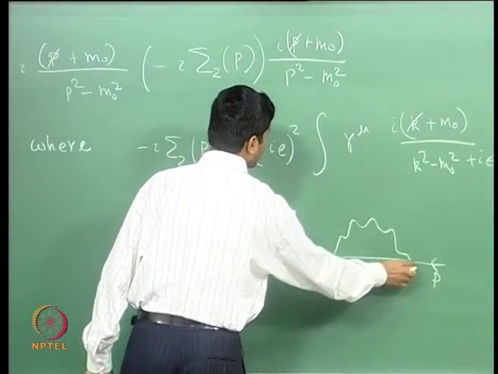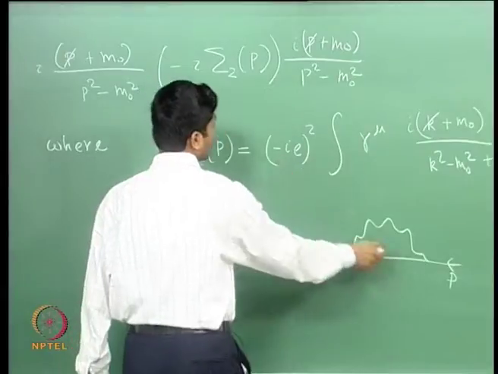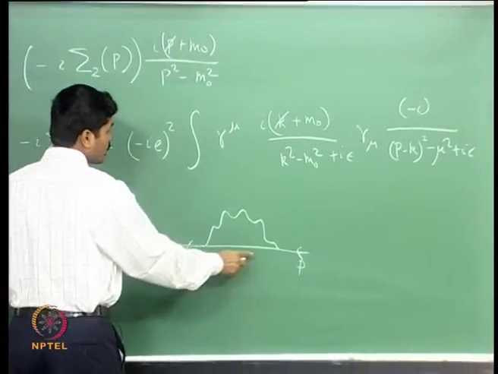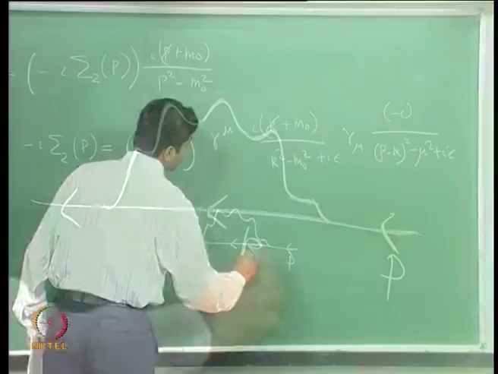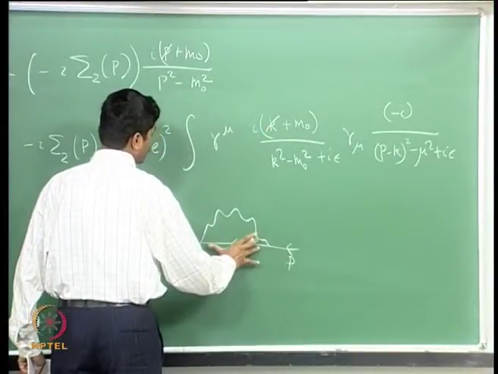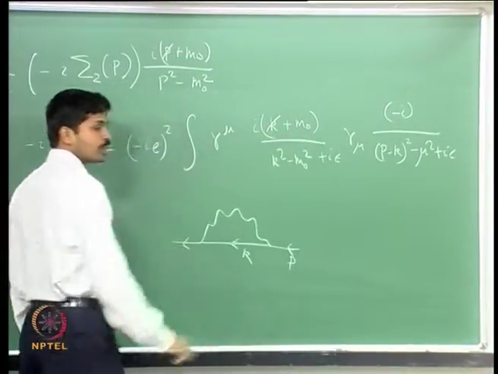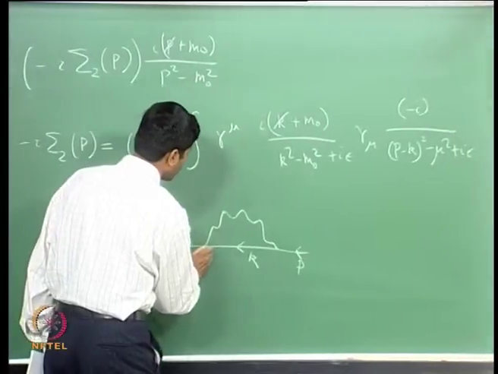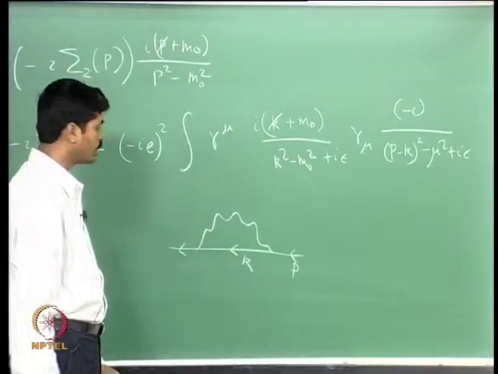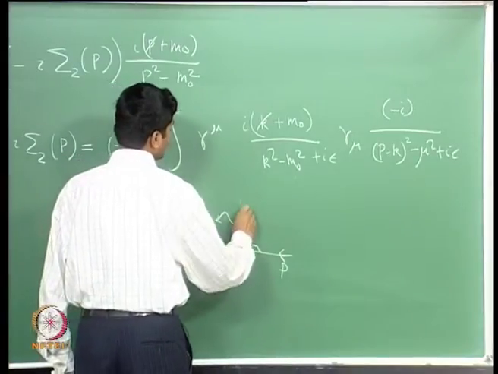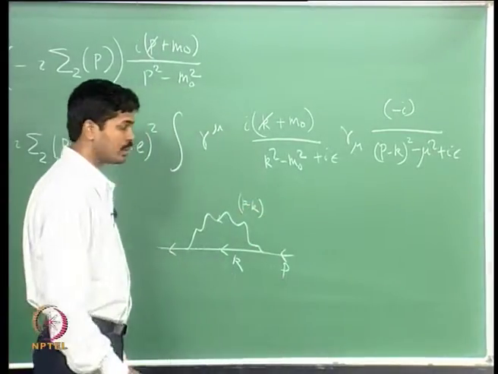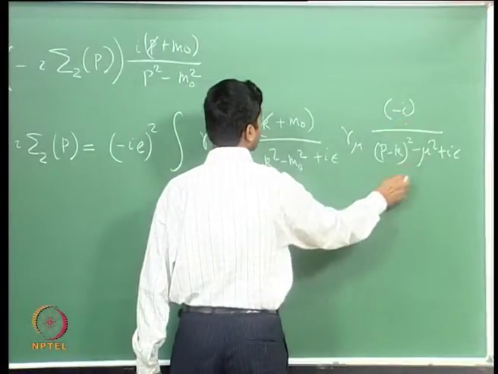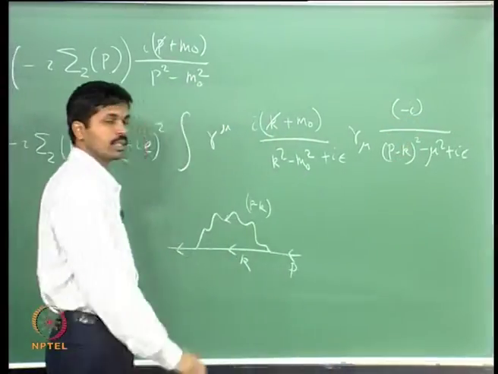As you can see, for these two vertices you have minus i e gamma mu for this one and another minus i e gamma mu for this one. Then the fermion propagator here, with momentum k, is given by i k slash plus m0 divided by k square minus m0 square. Then this vertex, gamma mu minus i e, and this photon propagator, where p minus k is the momentum carried by this virtual photon, gives minus i over (p minus k) square.